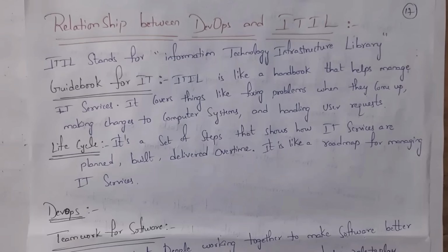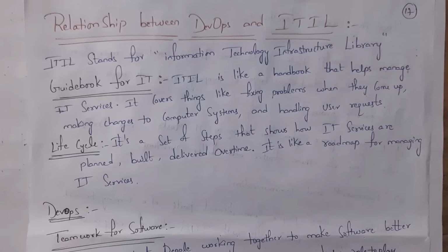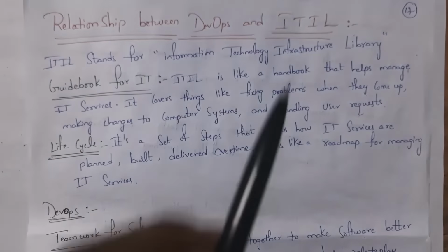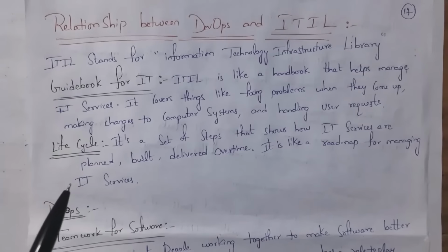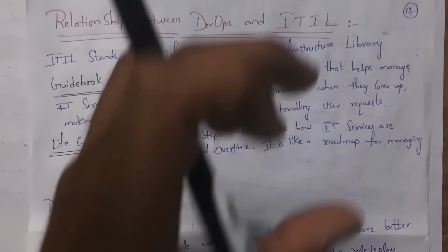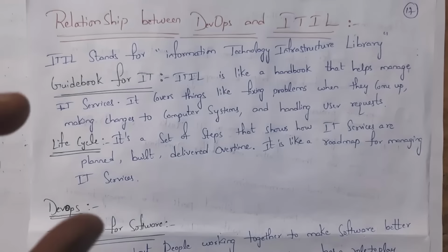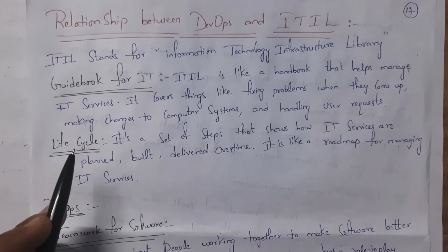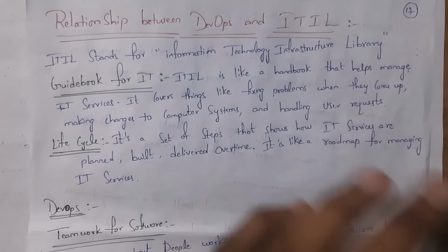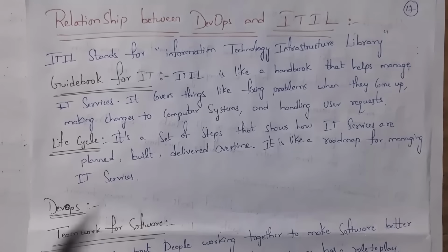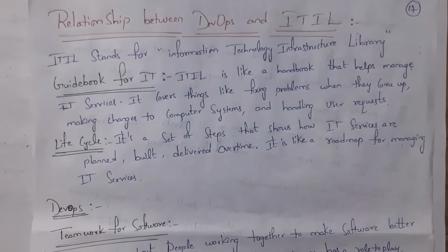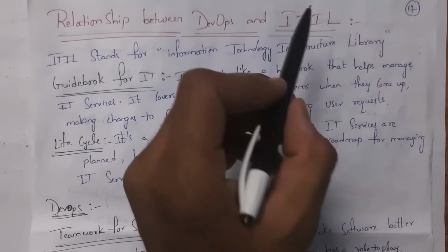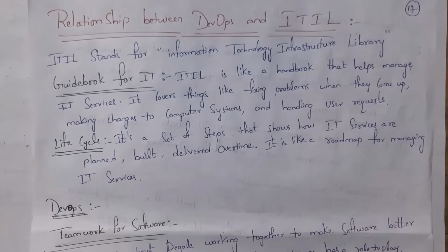Next I will explain the relationship between DevOps and ITIL. Guys, ITIL stands for Information Technology Infrastructure Library. This ITIL is nothing but a guidebook. It is like a handbook. By following this handbook, we can manage IT services. This handbook covers various things like fixing problems when they come up, making changes to computer systems, and handling user requests. Whereas the ITIL lifecycle contains a set of steps that shows how IT services are planned, built and delivered over time. Overall, ITIL is like a roadmap for managing IT services.